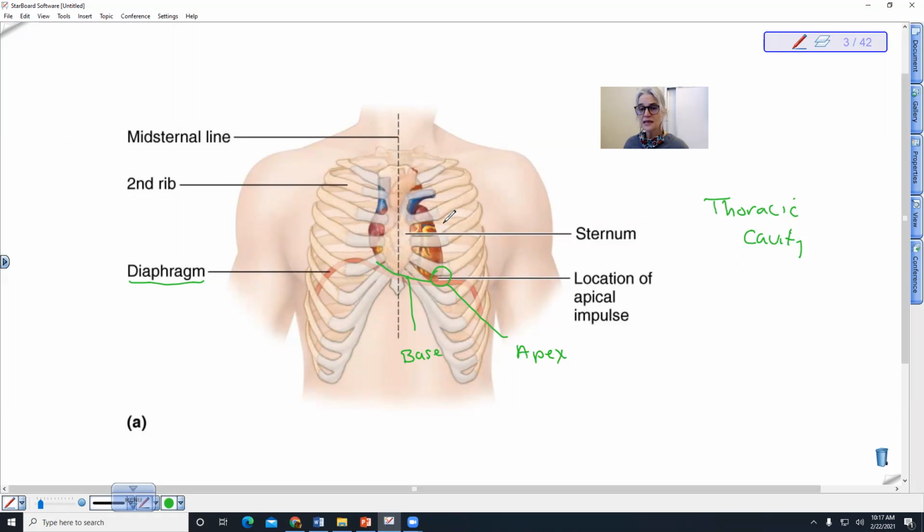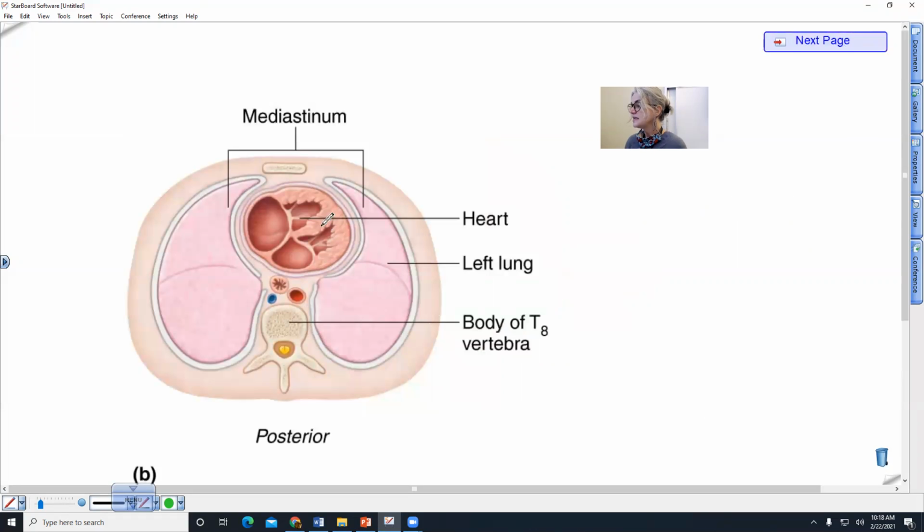So within the thoracic cavity, we have another space, which is called the mediastinum. The mediastinum is the space in which the heart resides. So just think middle, medium, middle, right? If we look at it from a superior point of view, looking down, we can see this mediastinum better. So this is that middle space.